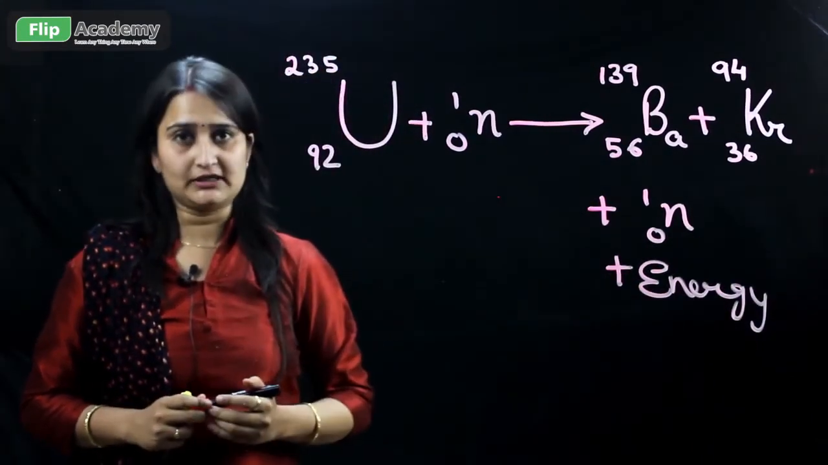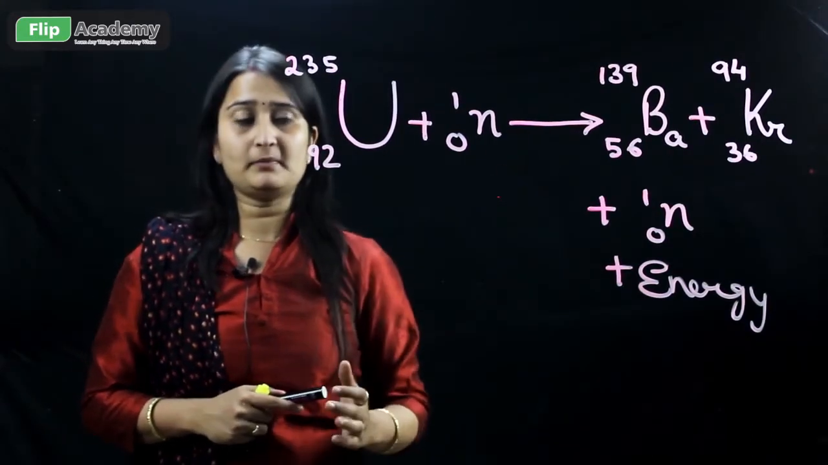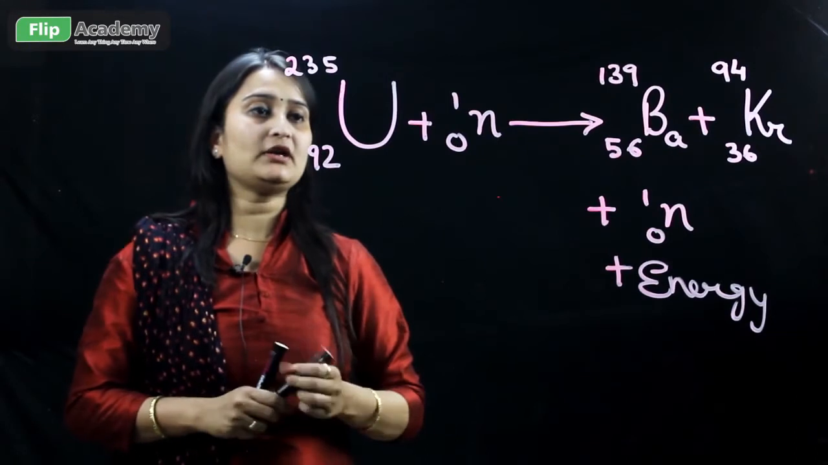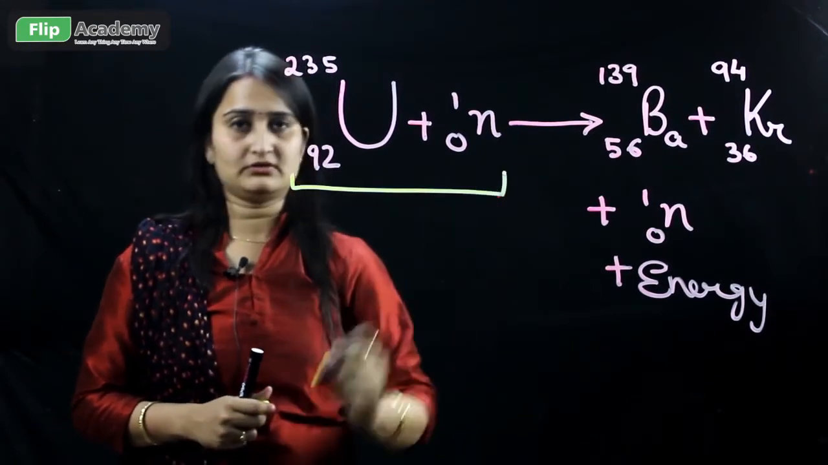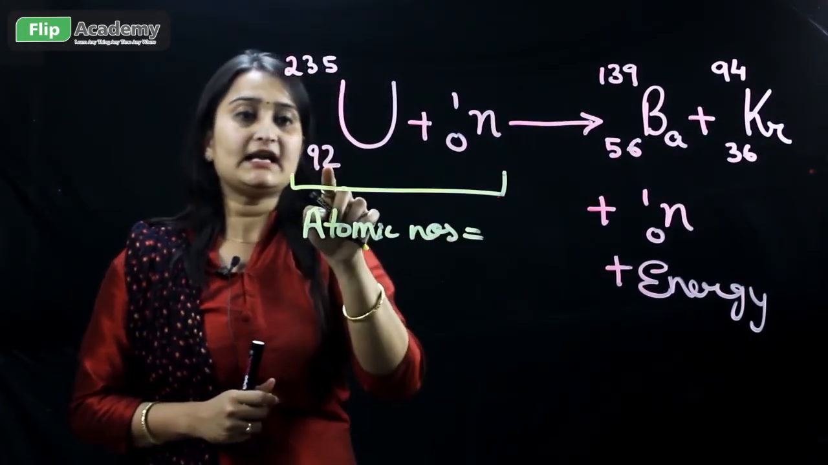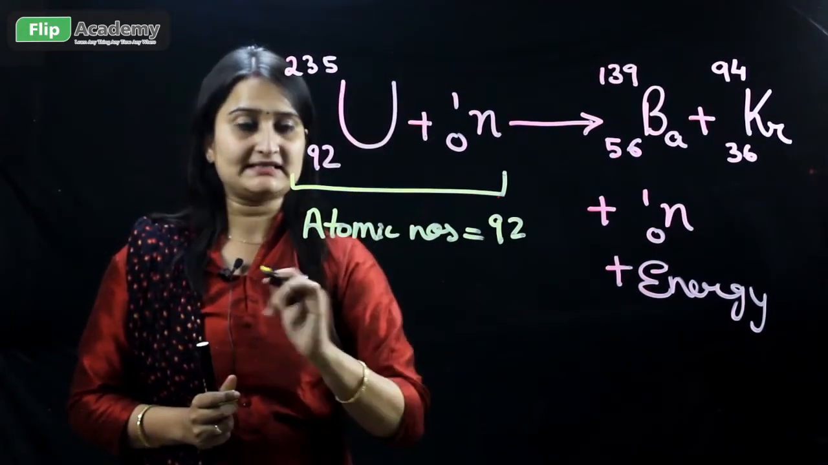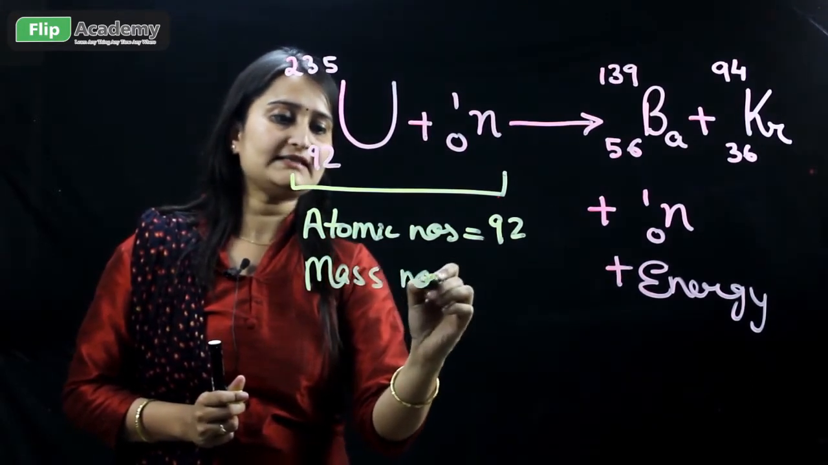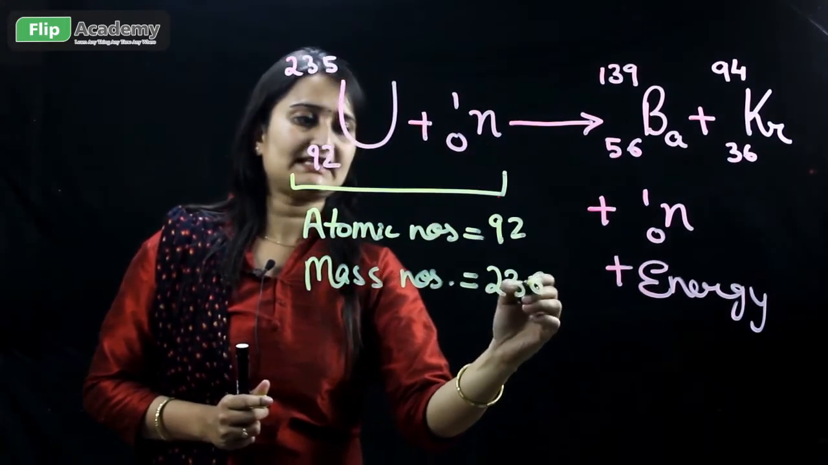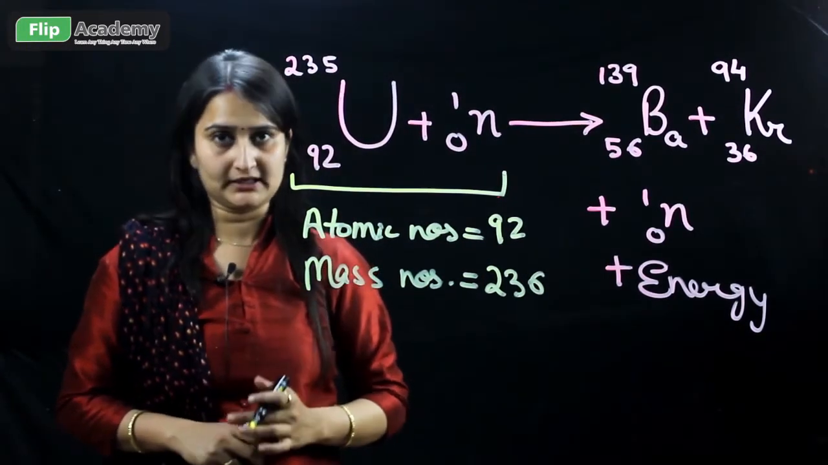Now just see the reaction and balance the total atomic number on this side of the reaction and the total atomic number on that side of the reaction. Likewise, you have to see the mass number also. The total atomic number at this particular side is 92 plus 0. That is, the total atomic number is 92. Now check out the mass number. The total mass number at this side of the reaction is 235 plus 1. That is 236. This is represented as the mass number and this is represented as the atomic number.